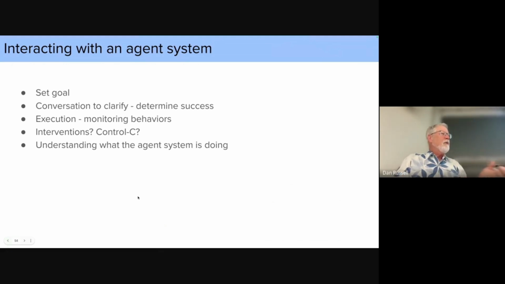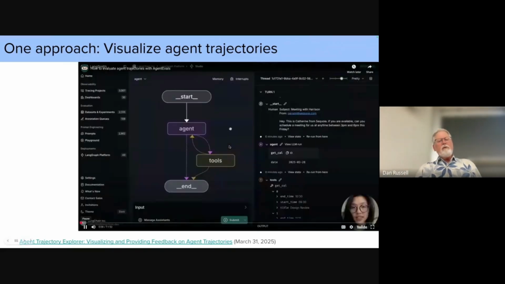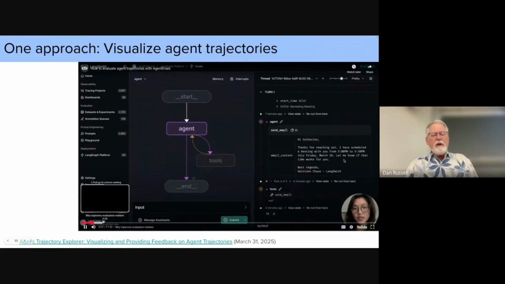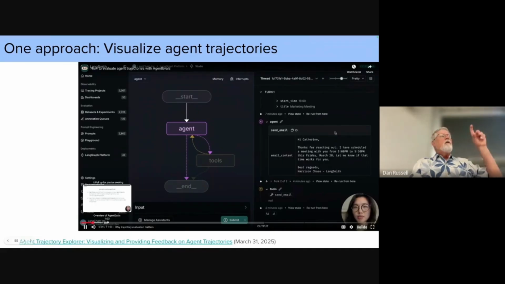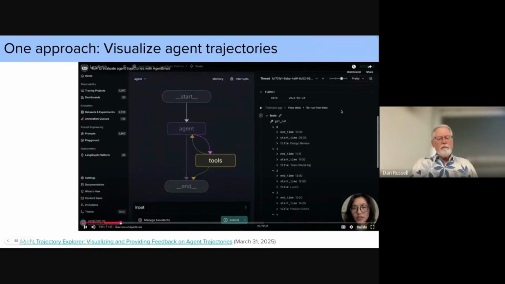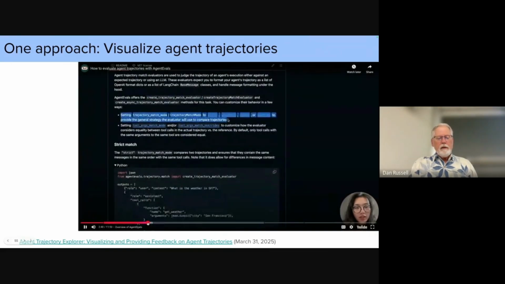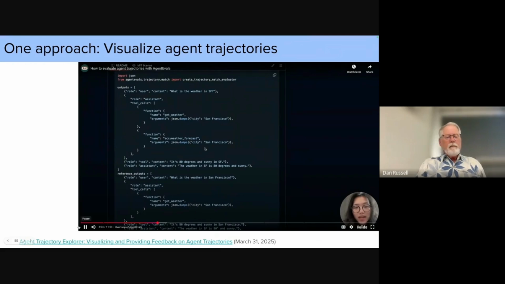We need to understand what our agents are doing. So there's one approach. I mentioned looking at agent trajectories, and I'll show you just a little bit of this. Basically, this is a tool for looking at and depicting the different steps the agent goes through. And so this is out there.